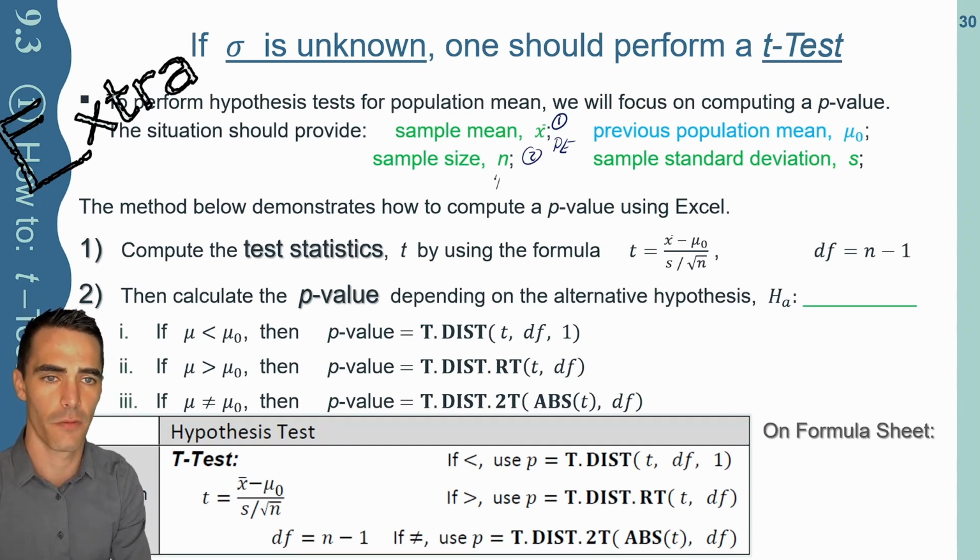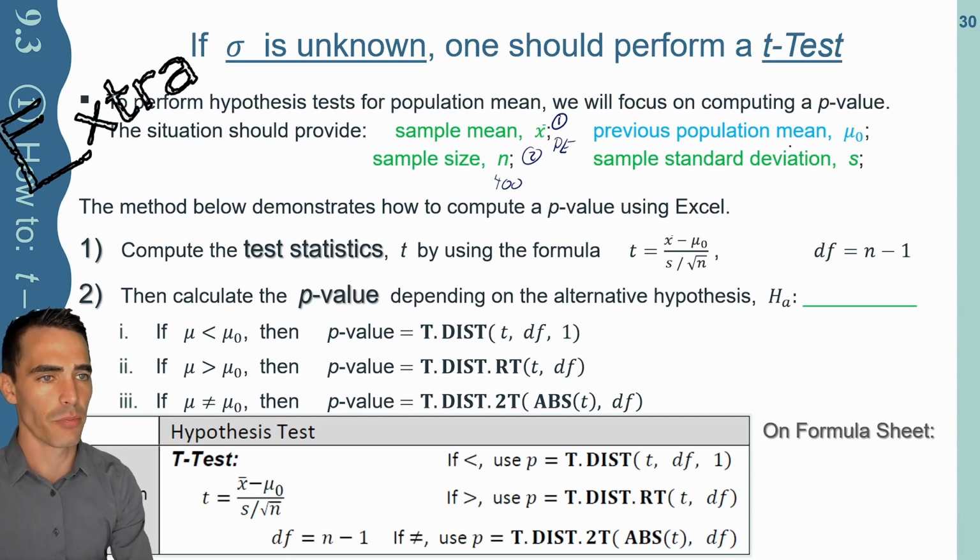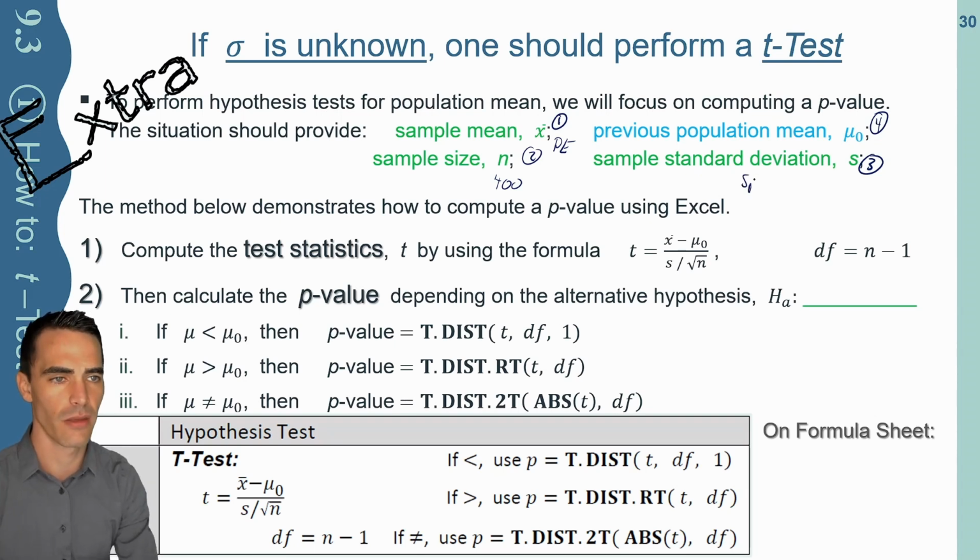Did I talk to 4 individuals or did I talk to 400 people? That's going to weight my sample mean. I then need my previous population information. I'll call this number 4, and here's why. Because I need a third piece of sample information. I need to know the spread.